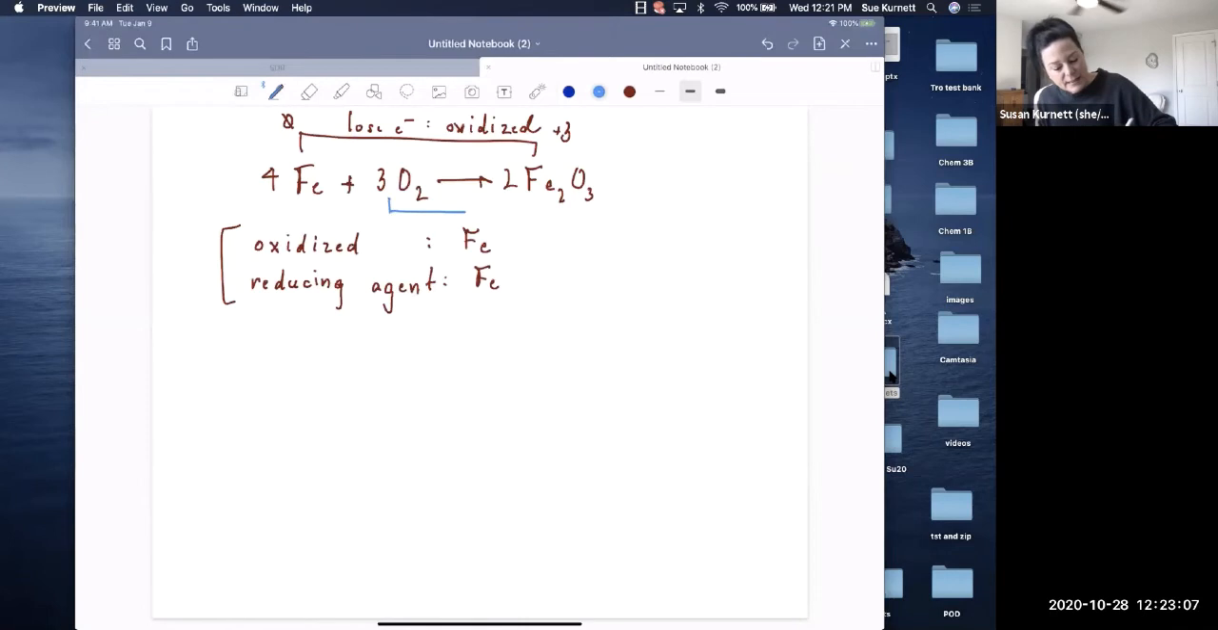The thing that was reduced, gain electrons, reduced, took electrons from something and allowed it to be oxidized. The reactant that is reduced, oxygen, is the oxidizing agent. I realize I just flipped my colors. I'm really sorry about that.